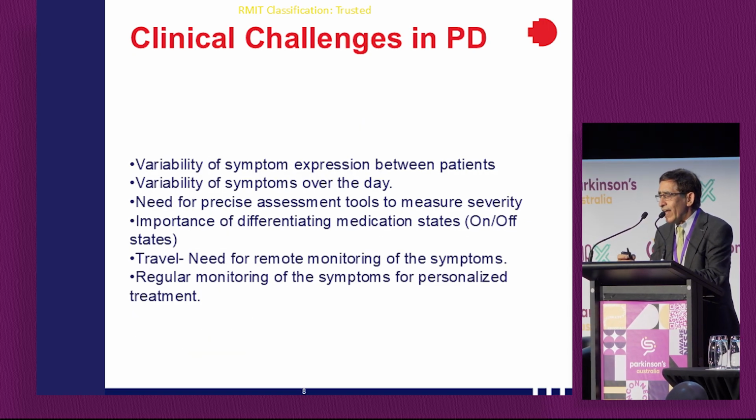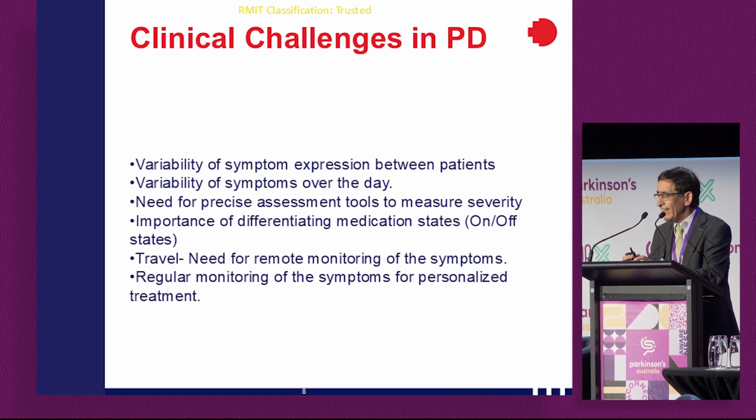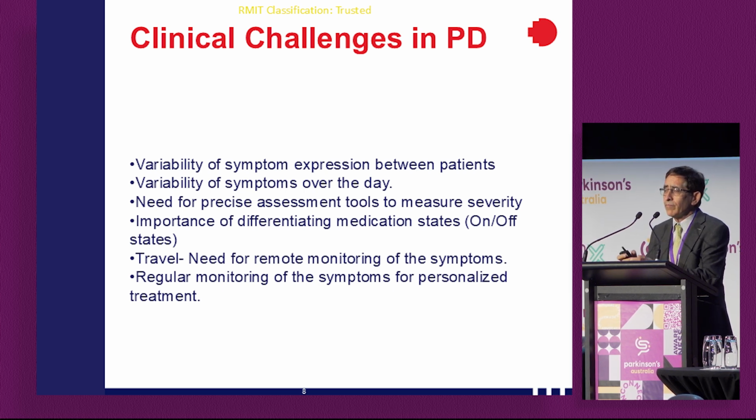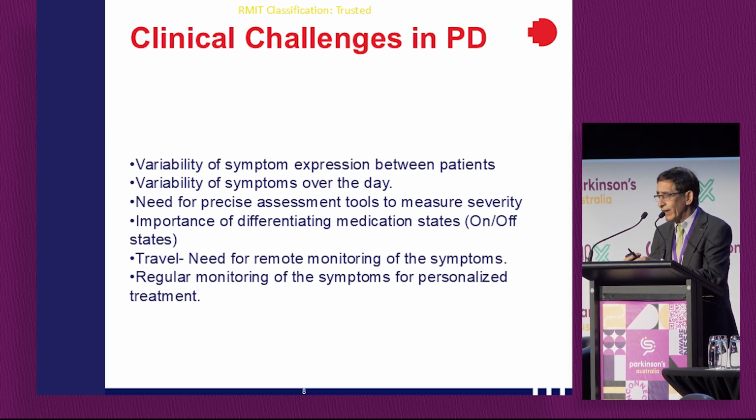So what are the clinical challenges that come up with people in Parkinson's disease? One is that the symptoms vary between people. So no two people have got the same symptoms, and then again, the symptoms can vary over the day. So you can have the sundowner effect, where people may have different symptoms in the evening compared to the morning, or the other way around, the sunriser effect.